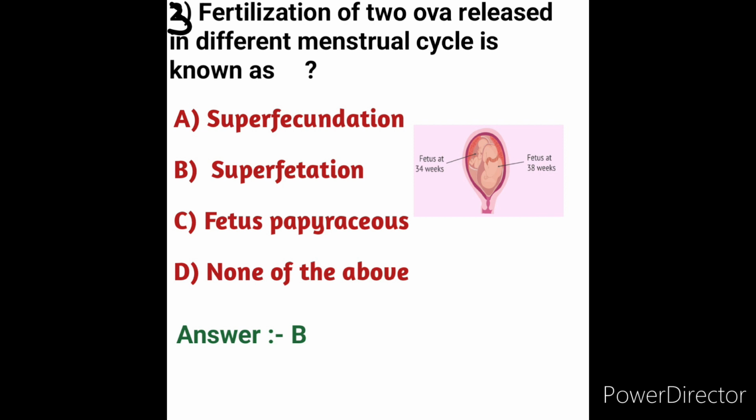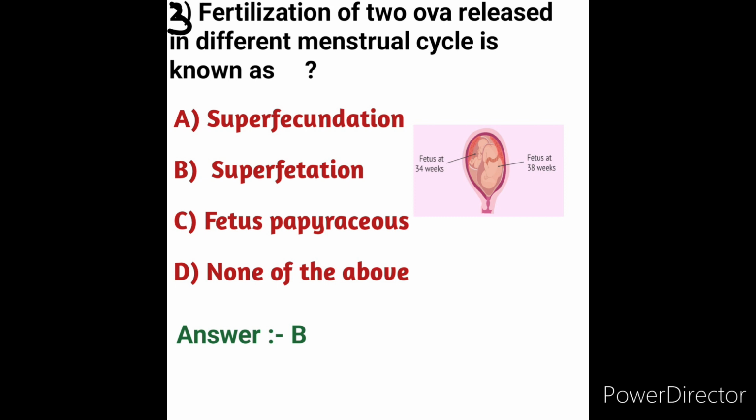Papyraceous means the flattened remains of one twin fetus which has died in the uterus and been compressed by the growth of the other. It is option C, fetus papyraceous, which occurs in 1 in 1200 pregnancies. Here we can see in this picture the fertilization of ova released in different menstrual cycles, meaning the first fetus is 38 weeks and the second is 34 weeks. The difference between the two fetuses is 4 weeks.